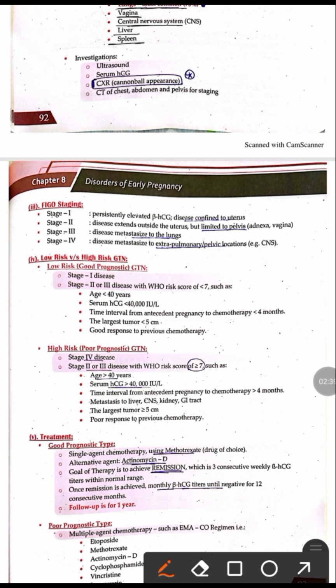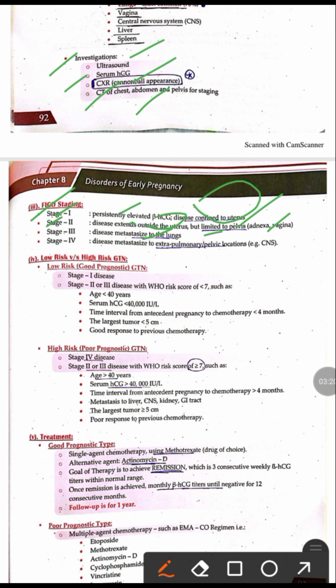The investigations that we do in case of gestational trophoblastic neoplasia are ultrasound, serum beta HCG level, and chest X-ray. In case of metastasis to the lung, there may be a cannonball appearance. Similarly, we also do CT of the abdomen, chest, and pelvis for the staging of the disease. For the staging of gestational trophoblastic neoplasia, we divide it into 4 stages. In stage 1, there is elevated beta HCG, and the disease is confined to the uterus. In stage 2, the disease extends outside the uterus, but it is still limited to the pelvis, that is to the adnexa and the vagina.